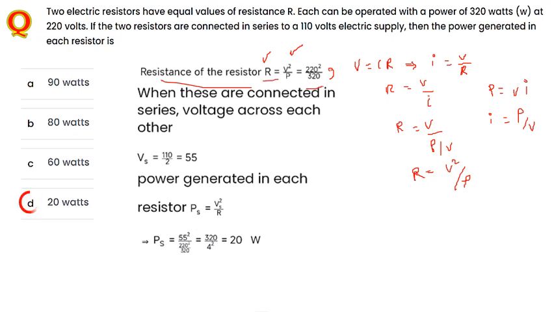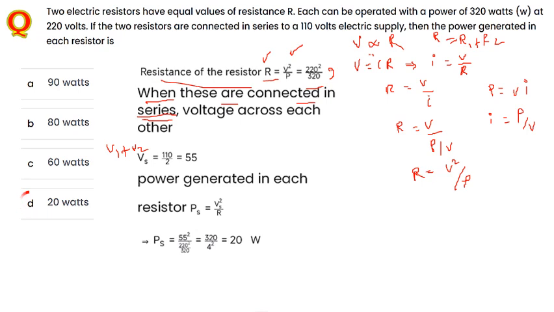And the next condition they have given is when these are connected in series. Now remember this one. From Ohm's law you can understand that V is proportional to R. Once connected in series, R equals R1 plus R2. Similar concept over here: the voltage across each resistor connected in series, V1 plus V2, is what they have given as 110 volt.